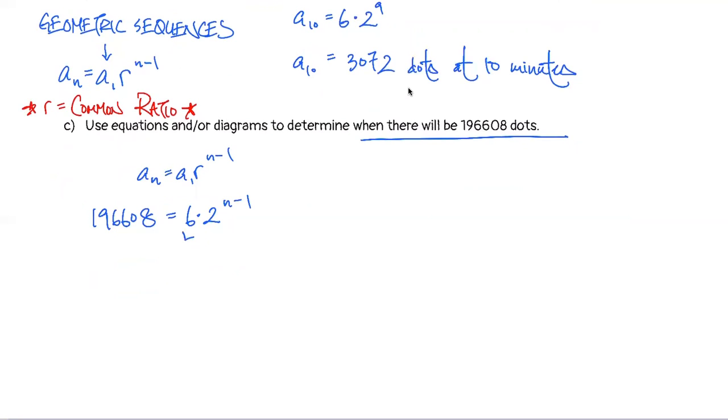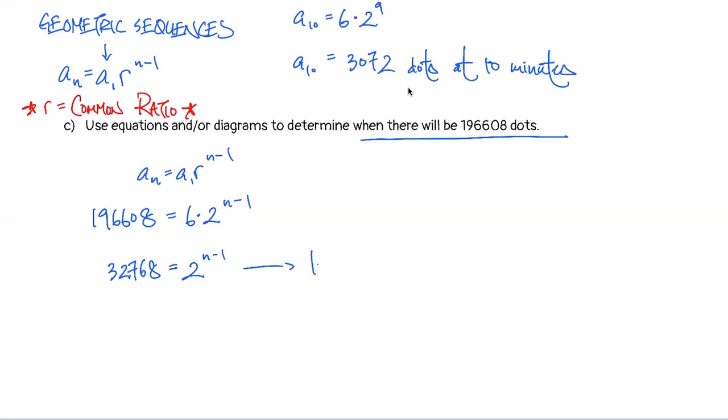Okay, but this 6 is attached to this other thing by multiplication, right? So yeah, we should move the 6, but let's divide by it. Good. Okay. So when we divide by 6, we will get 32768 equals 2 to the n minus 1. Oh shoot. Those exponential functions coming back. We 100% need to use logs to solve this, okay?